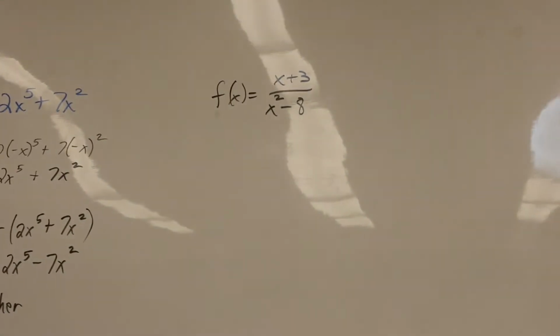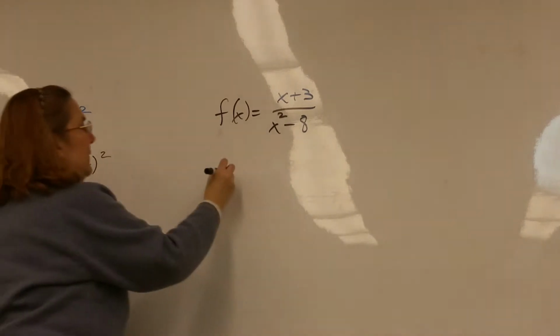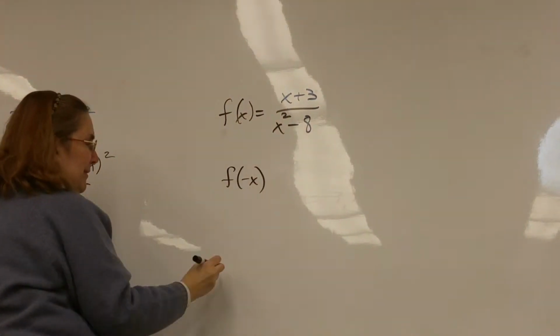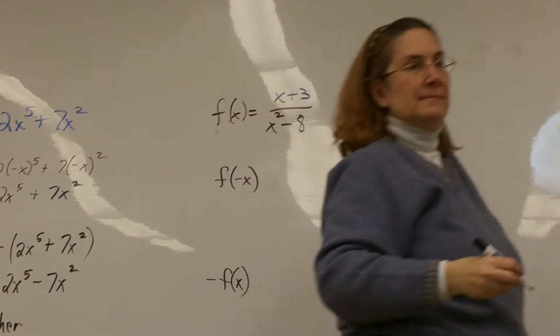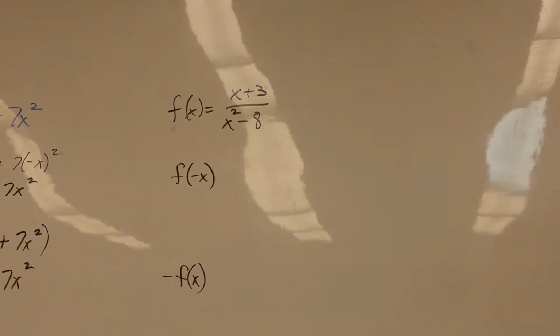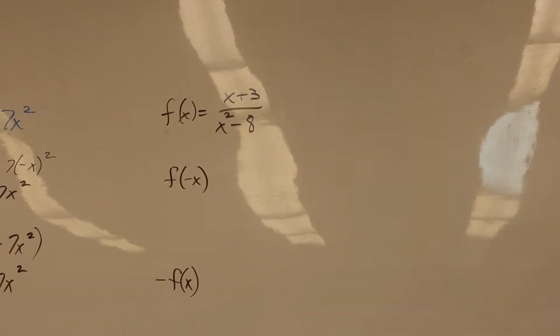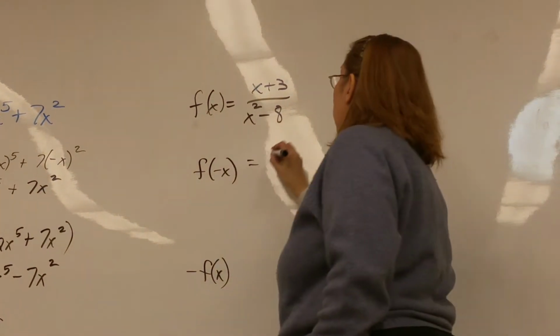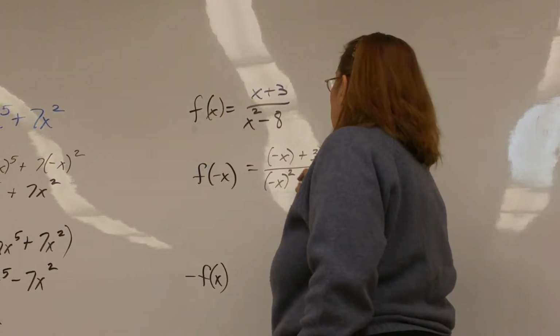Next, 3 over x squared minus 8. Even, odd, or neither? So we need to find f of negative x and the opposite of f of x. So how do we find f of negative x? Just plug in negative x wherever we have x. So negative x plus 3 over negative x squared minus 8.